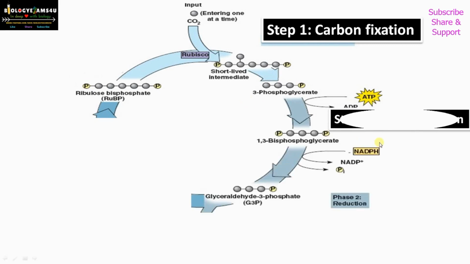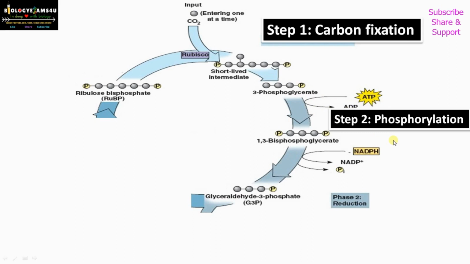Step 2 is phosphorylation. This step is added for better understanding of what is happening in these reactions. This 3-phosphoglyceric acid is converted to 1,3-bisphosphoglyceric acid. A phosphate group is added, therefore ATP is required. Therefore, in this step, ATP is utilized.